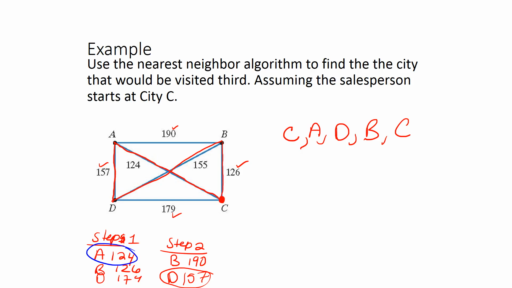And the question said, use the nearest neighbor algorithm to find the city that would be visited third. All right, so we're starting at C. So A is visited first, D is second, and B would be visited third. All right, we're starting here. So we go 1, 2, 3. B. So that is nearest neighbor. It will give you a starting vertex, and you stay kind of connected the whole time as you're doing it.